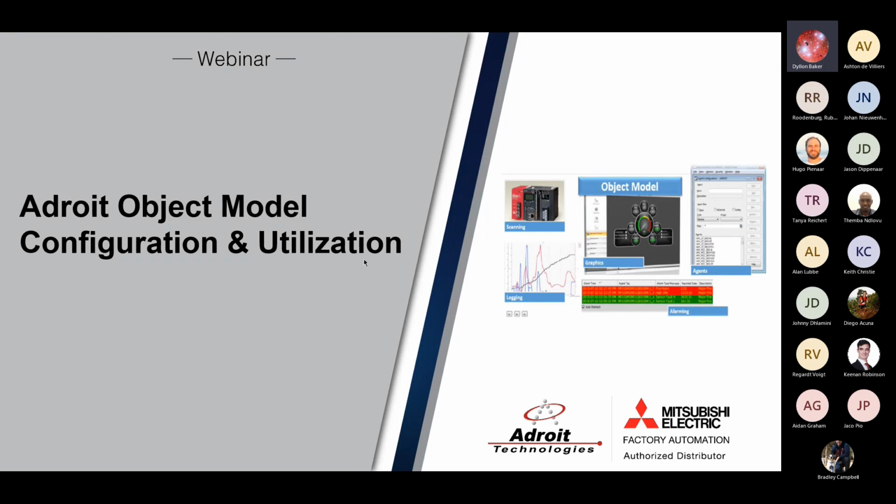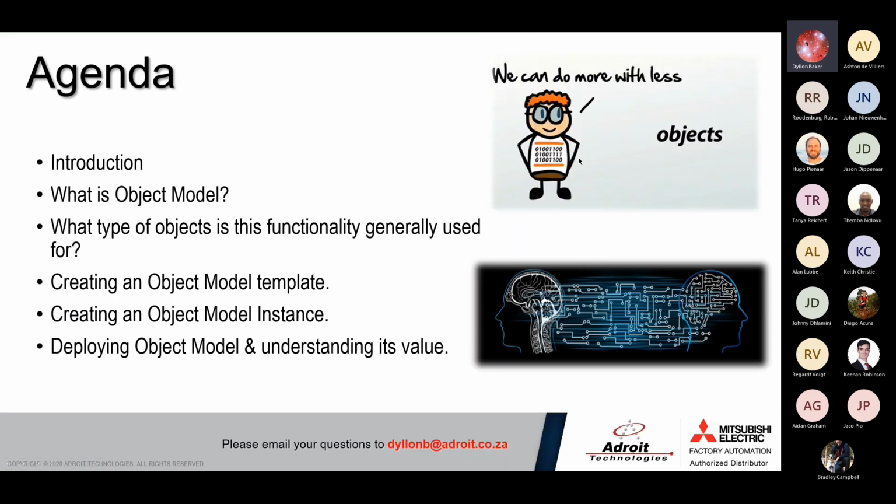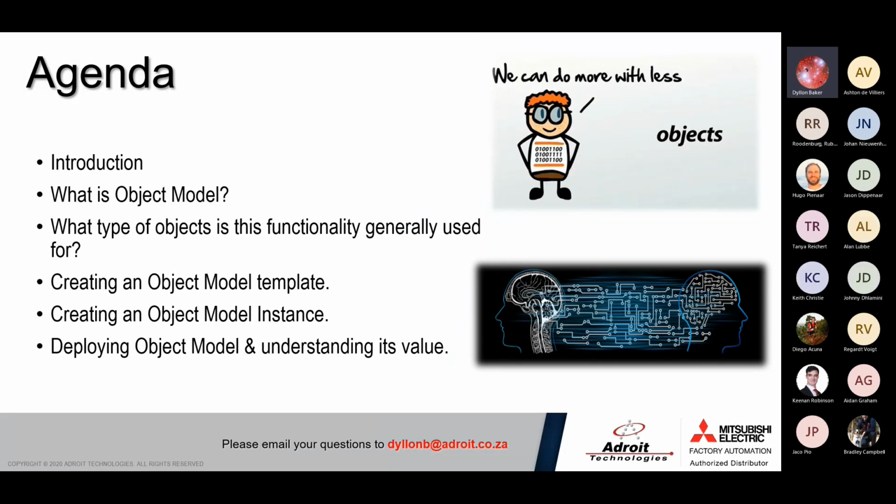So first off, just a quick look into the agenda. First of all, just a small introduction into what exactly we're going to be talking about, what exactly object model is, what type of objects and equipment it can be used for, and then we're going to go through a quick demonstration of how to create and configure the object model template, the instance, and then obviously deploying it and understanding where its value is and where it lies.